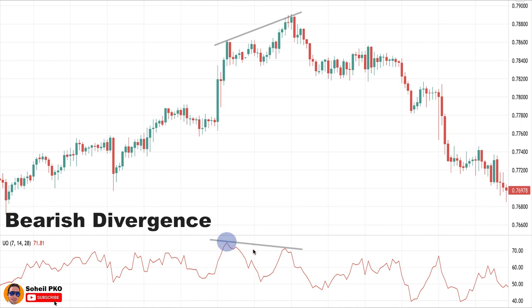And then when the oscillator declines and falls below the bearish divergence low, the low that the Ultimate Oscillator created here during the divergence, it's a sell signal or it's a signal for opening a short position.